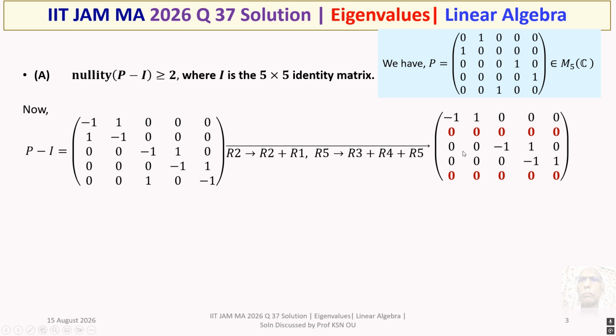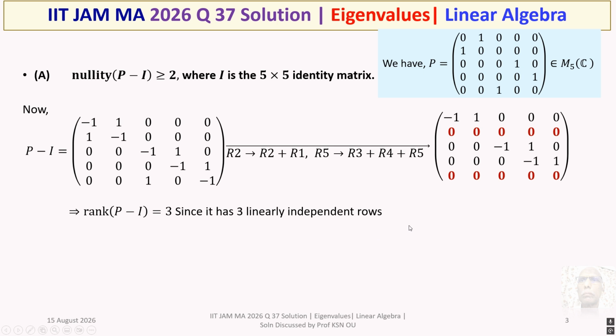And the remaining non-zero rows are linearly independent. Right. So the rank of P minus I will be 3. Why? Because it has 3 linearly independent rows. Obviously, the non-zero rows are linearly independent. And the rank of P minus I will be 3.